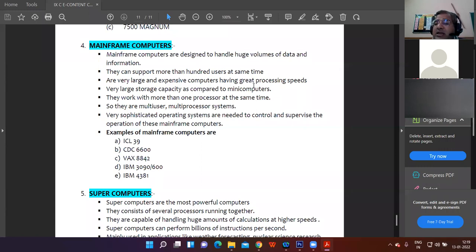Okay, and it has such a vast capacity that at one time, more than 100 users can use it at the same time. They are very large in size, they are very expensive, and they have greater processing speed as compared to mini and microcomputers. The storage capacity and processing speed are much better than the minicomputers. Okay, right? And what are the examples of mainframe computers? ICL 39, CDC 6600, VAX 8842, IBM 3090, and IBM 4381. These are the examples of mainframe computers.